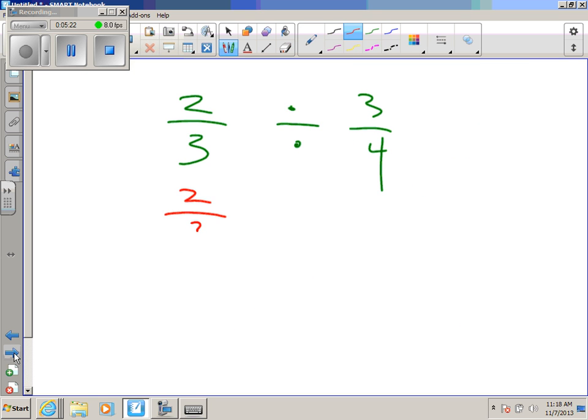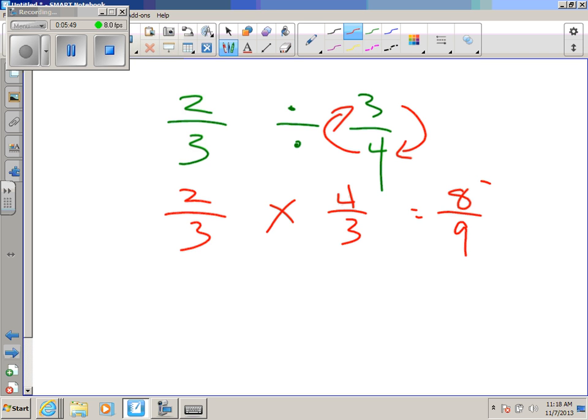Use my 2/3. I'm now going to multiply by its reciprocal. I'm not going to divide by 3/4; I'm going to multiply by its reciprocal. So I'm going to change that to a multiplication sign, and I'm going to flip this. So it's no longer 3/4, it's 4/3. Now we can go back and say, all right, 2 times 4 equals 8, 3 times 3 equals 9, simplest form. We're good to go.